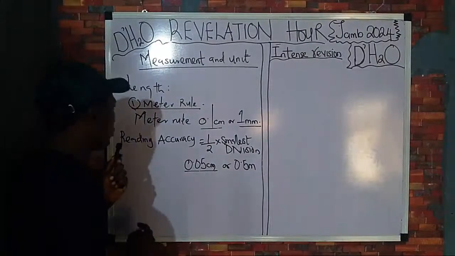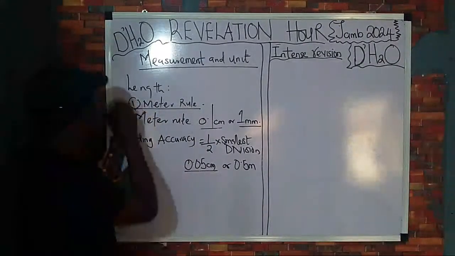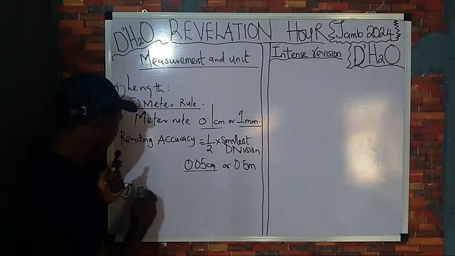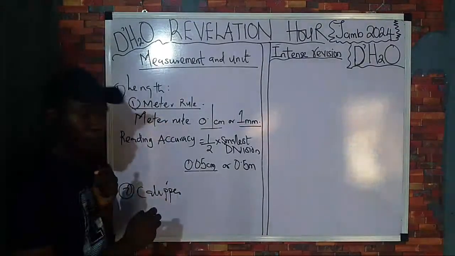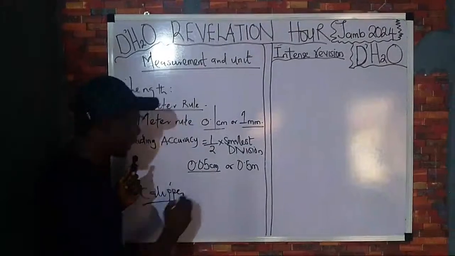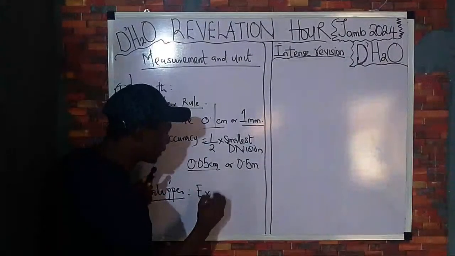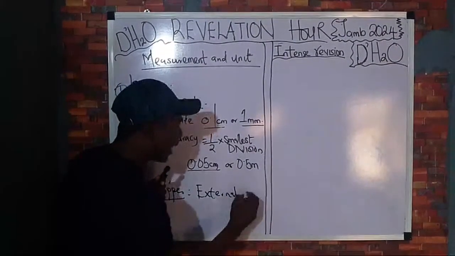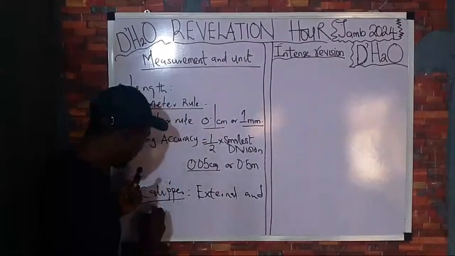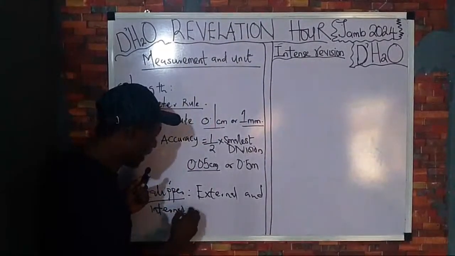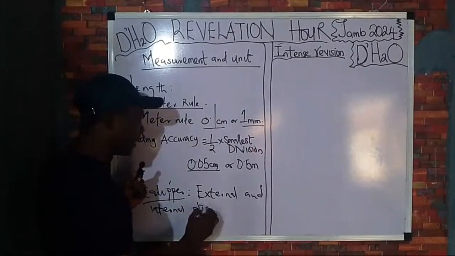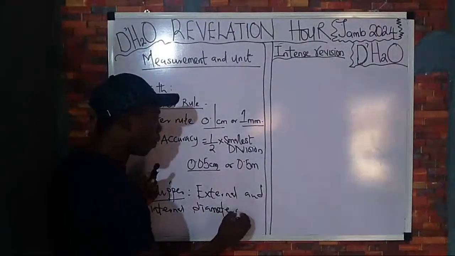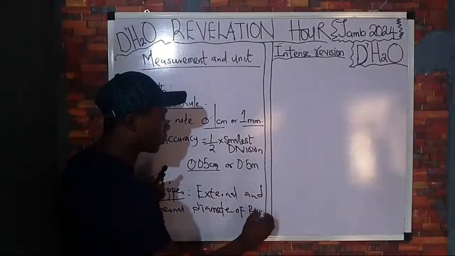Then the next instrument used for measuring length is called the vernier caliper, or you better call it the caliper. What's the caliper used for? The caliper is a device that is used to measure the external and internal diameter of round objects. Please take note of that.